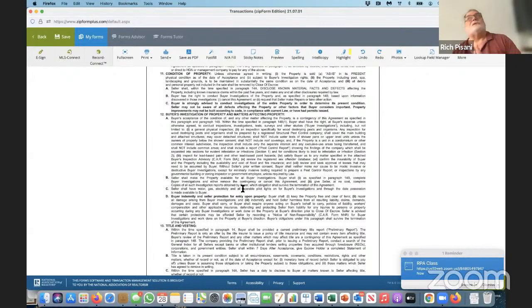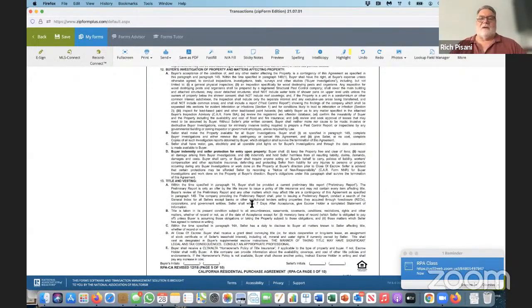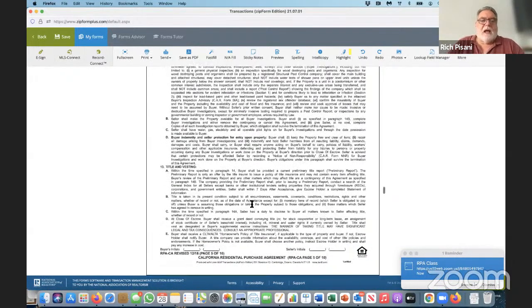This talks about the buyer's investigation of the property. They're not allowed to bring in contractors and cause damage to the property, and the buyer indemnifies the seller should they enter the property and all that.